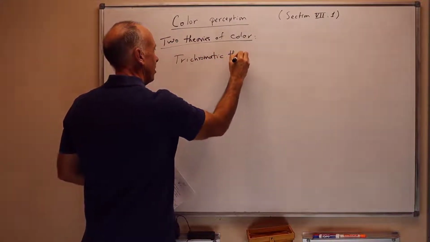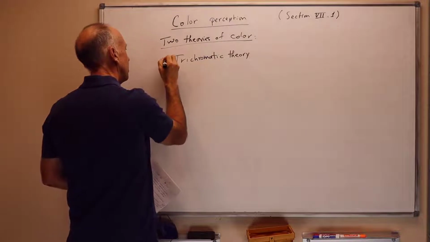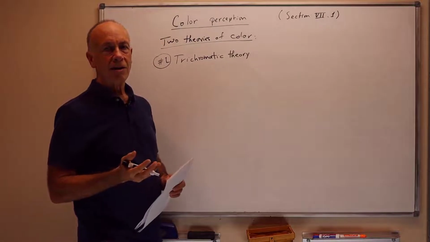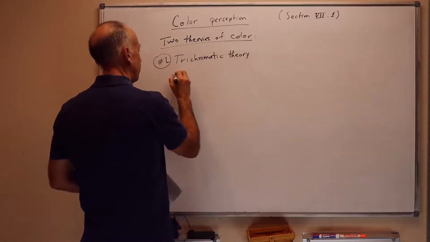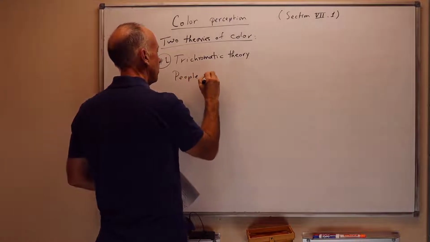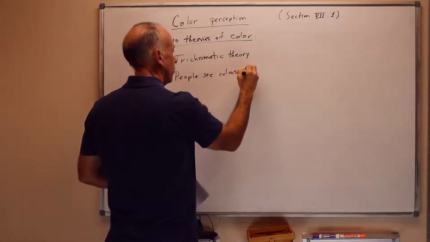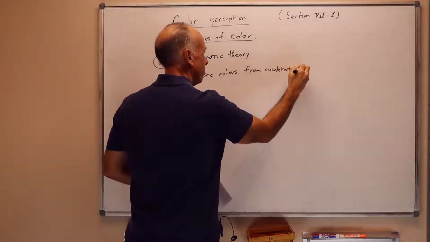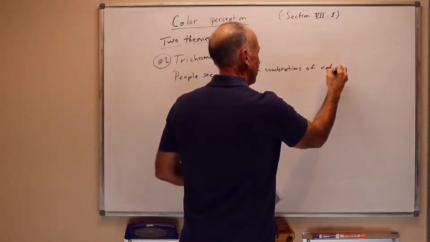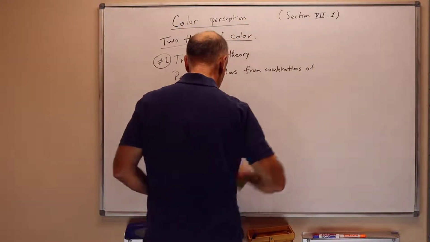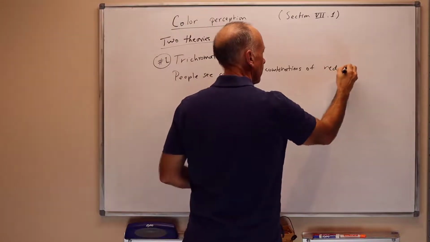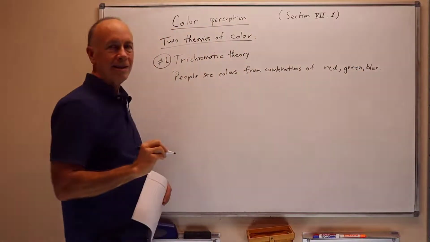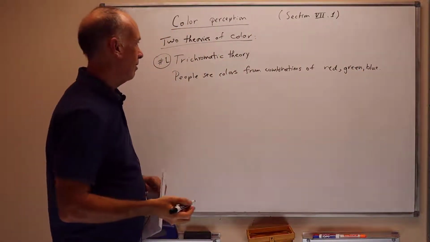So trichromatic means three colors. And this is the sort of familiar theory that people see color as a combination of red, green, and blue. And this will be familiar to you just because of the fact that's how we've been representing colors. It's how computers typically represent colors.